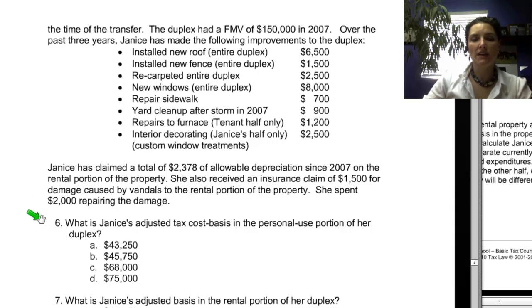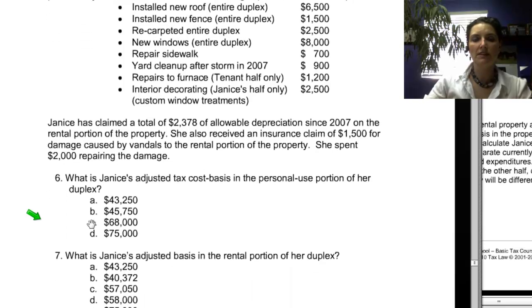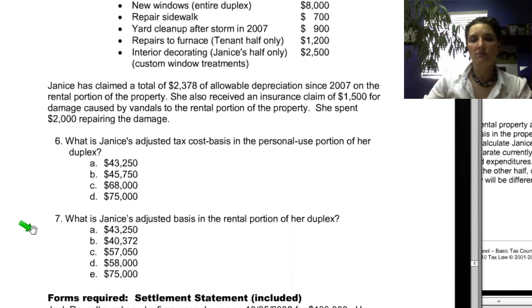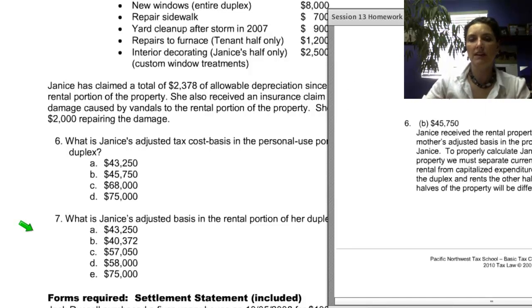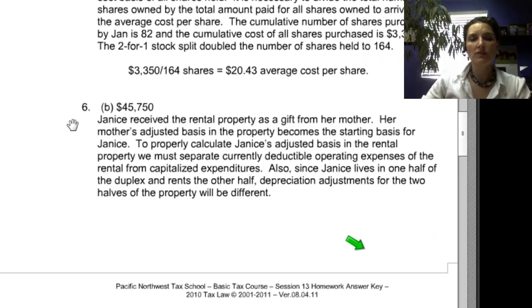So, what is Janice's adjusted cost basis in the personal use portion of her duplex? Number 7, what is her adjusted basis in the rental portion of her duplex? So let's go over and see how we went about calculating the answers to that question. Well, for question number 6, the correct answer is $45,750. That's answer number B.